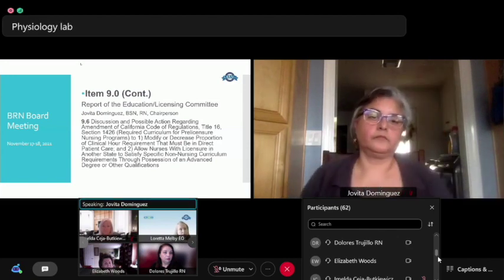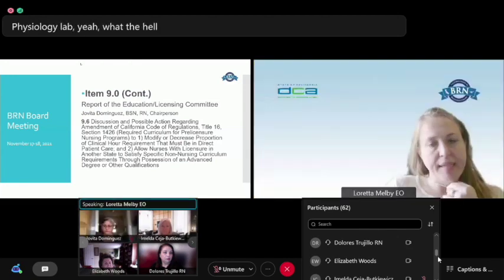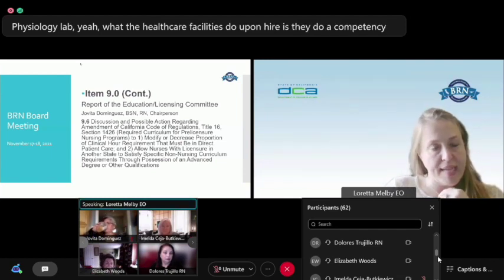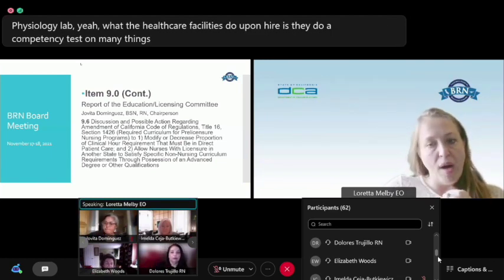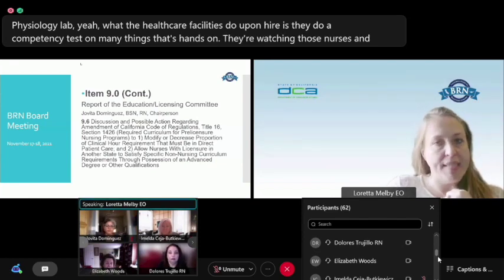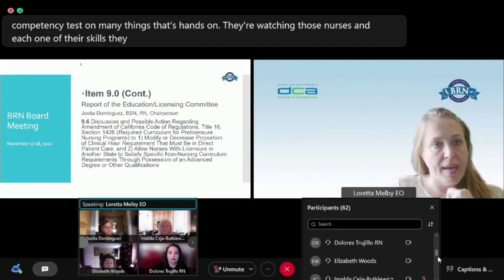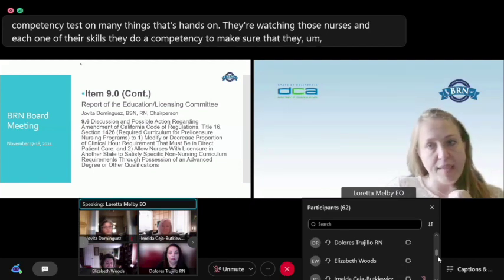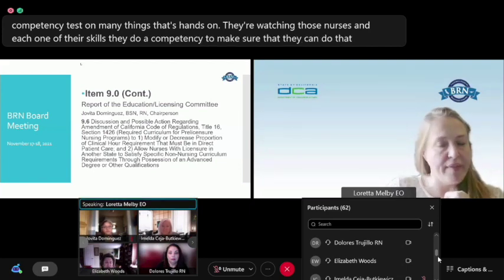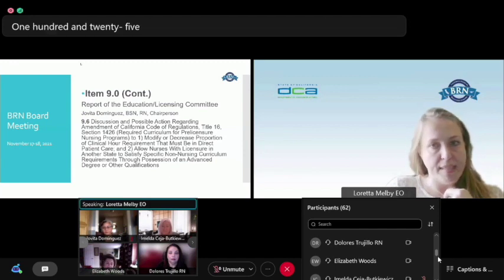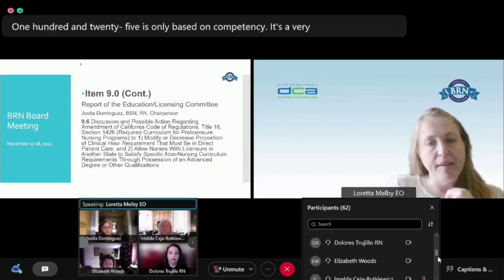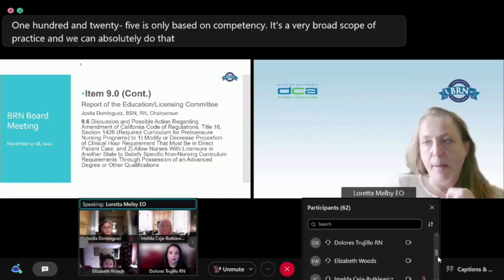Yeah, what the healthcare facilities do upon hire is they do a competency test on many things that's hands-on. They're watching those nurses, and each one of their skills, they do a competency to make sure that they can do that, because our scope of practice in BPC 2725 is only based on competency. It's a very broad scope of practice, and we can absolutely do that as long as they're competent.